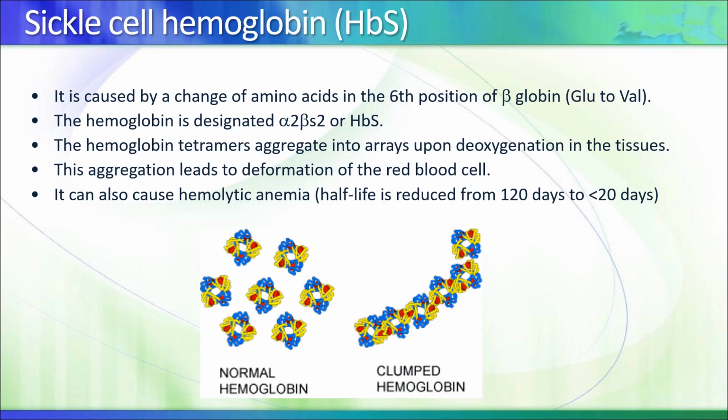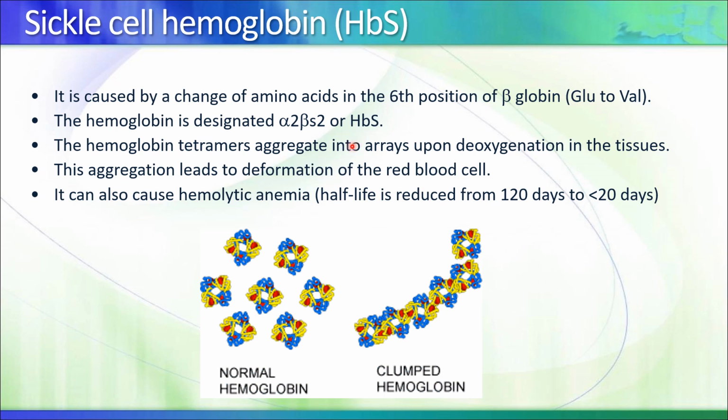Now, let's start with sickle cell anemia, which is basically the most common type of hemoglobinopathy. This is caused as a result of a change in one single amino acid at the 6th position of the beta globin. Glutamic acid is changed to valine. Glutamic acid is a negatively charged amino acid, and it changes to a nonpolar amino acid. This hemoglobin is designated as alpha-2 beta-S2, or HbS, rather than HbA, where A stands for adult, if you remember.